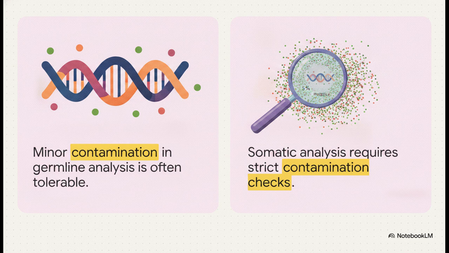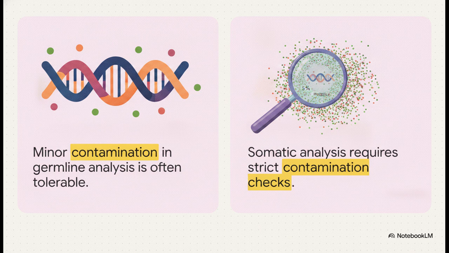And it's not just chemical artifacts, it's also cross-contamination. In a germline pipeline, minor contamination from another sample might actually be tolerable, simply because the mutations you're looking for are just overwhelmingly present. But in somatic analysis, absolutely no way. It requires incredibly strict checks.